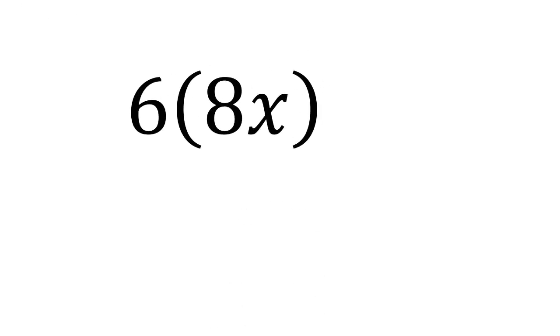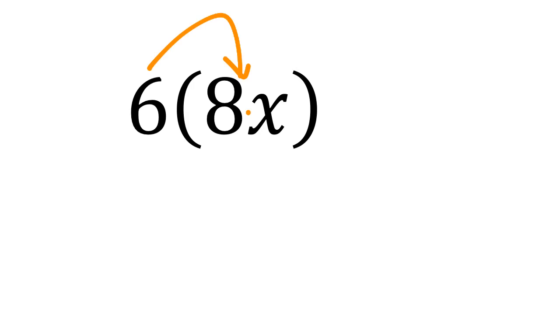With distribution on this one, remember that terms are separated by addition and subtraction, and you're only distributing to each term. So in this case, you're really only distributing the 6 into this one term. It's not distributing it into the 8 and the x, because in between the 8 and x is multiplication. So it's like saying I've got 6 groups of 8x.